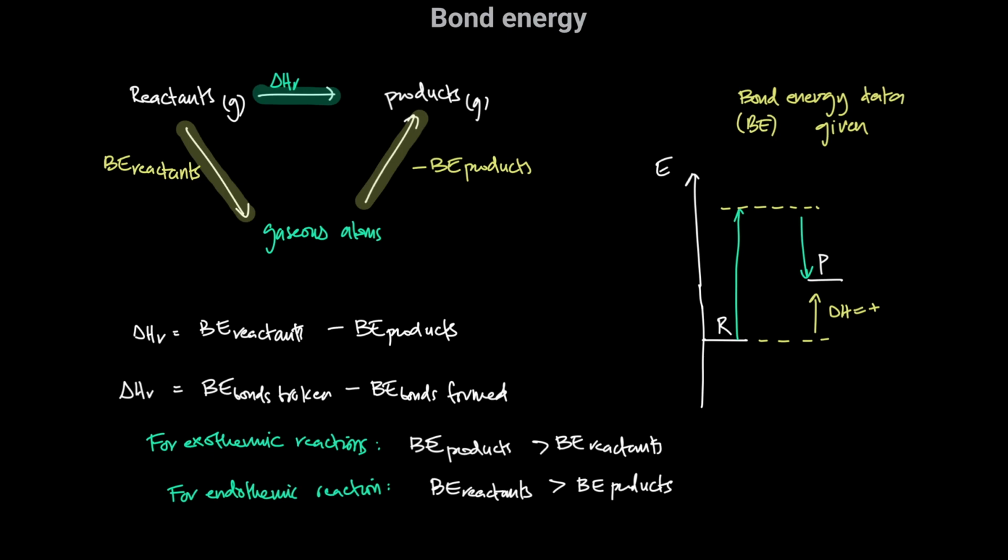And we can obviously look at the equation and identify that as well. If the bond energy of the reactants is greater, then the enthalpy change of the reaction will be positive. This will be bigger, this will be smaller, so we get a positive value. If the bond energy of the products is greater, then this value will be bigger than this value, and we'll get a negative value, which will be an exothermic reaction.